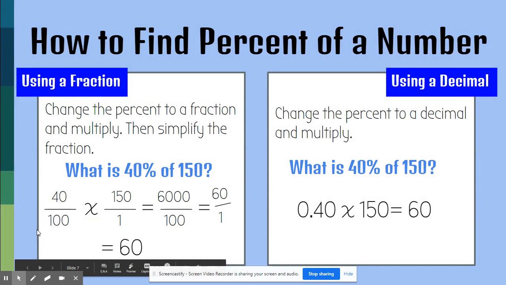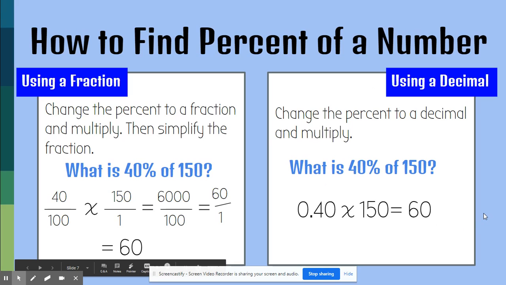Okay, we also know how to find a percent of a number. This fraction way is probably not your favorite. Somehow when you see fractions, your brains kind of decide to stop thinking. But 40 out of 100 times 150 over 1 is 6,000 over 100, which I can reduce to 60 over 1, which makes 60. So that helps me figure out the number if I like using fractions.